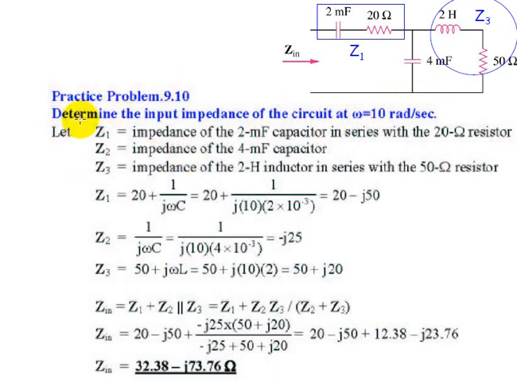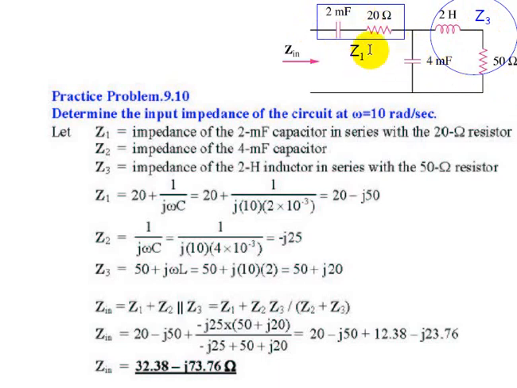This problem says to determine the input impedance of the circuit where omega is 10. Okay, input impedance means the overall impedance looking at this point. Here we see this capacitor and this resistor are in series, so we call it Z1, and this inductor and this resistor are in series, we call it Z3, and Z3 is in parallel with this capacitor.